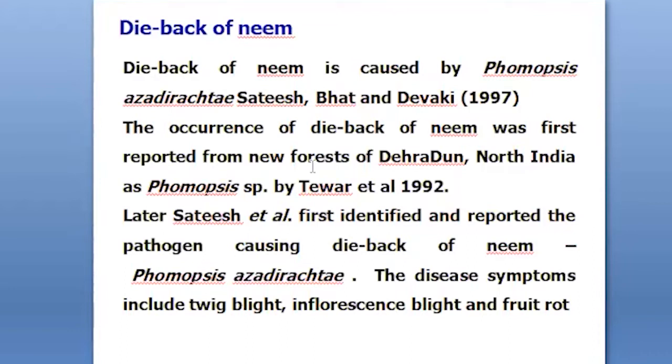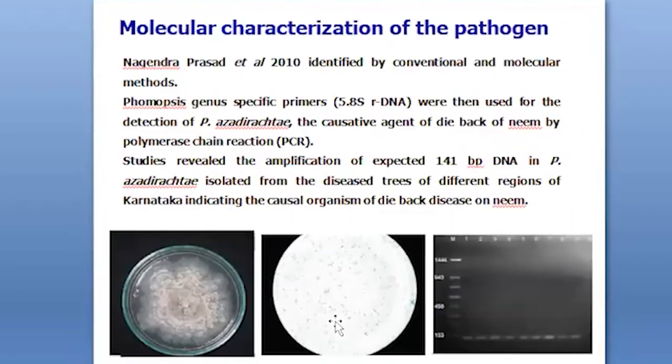And the occurrence of the dieback was first reported from forests of Dehradun in North India in 1992. And later Satish identified and reported the pathogen causing it on neem as Phomopsis azadirachtae. And mostly the disease symptoms include twig blight, inflorescence blight, and fruit rot. And later, Dr. Nagendra Prasad et al. in 2010 also characterized it, using both conventional and molecular methods.